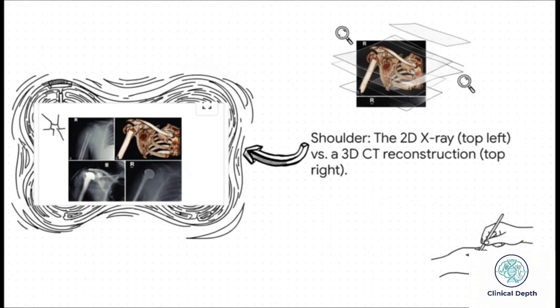Now this is a perfect example. We've got a shoulder injury. The X-ray on the top left, yeah, it confirms there's a problem, but the 3D model from the CT scan, that is a total game changer. You can see the exact shape of the fracture, how the bones have moved. You can see it from every single angle. For a surgeon who's planning a tricky repair, that level of detail is absolutely crucial.